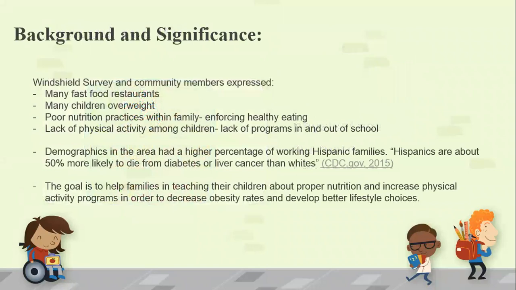So, some background and significance. The windshield survey and speaking with the community members show that there's a lack of physical activity and healthy food choices among children. Many children are seen walking to fast food restaurants after school, and many of the children seen are overweight. Community members express a lack of cost-effective after-school and in-school physical activity programs. Most children are picked up by grandparents or other family and taken home, but others do walk to the fast food area.